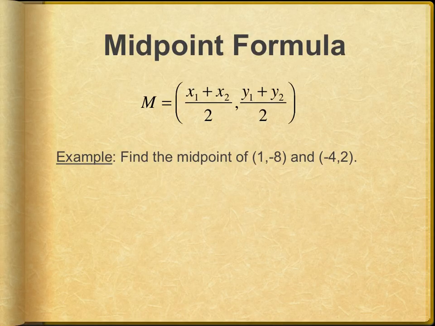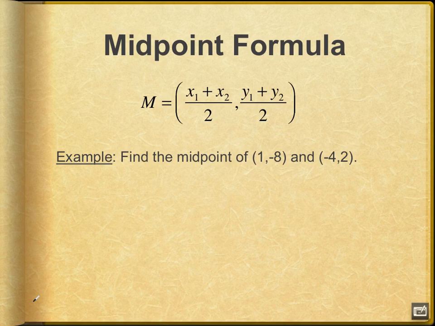First one, here's the midpoint formula. Remember that the midpoint is the point that cuts a segment in half, so it creates 2 congruent segments. This is the midpoint formula. When you add your x's, divide by 2. Add your y's, divide by 2. So here's our first example.